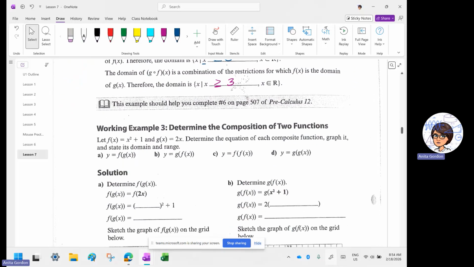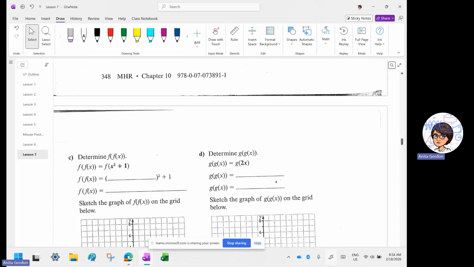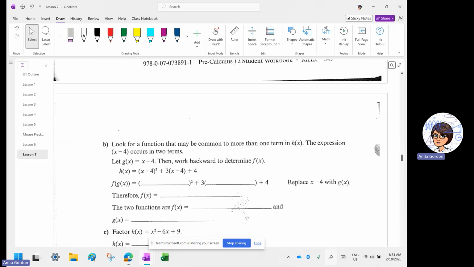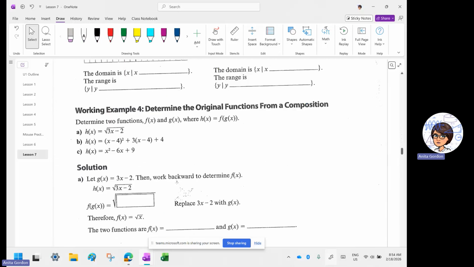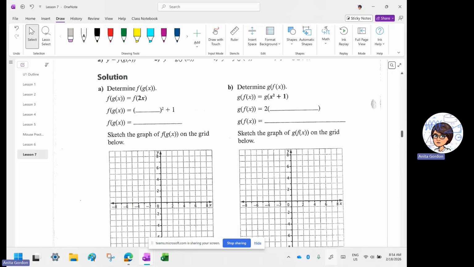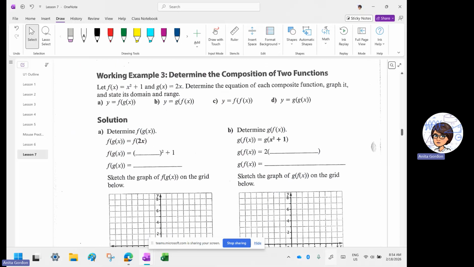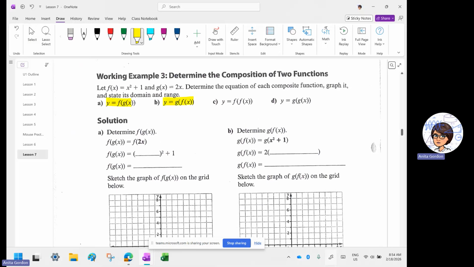All right. Let us do some sketches. Let me just see how far we go here. Might not do all of these examples. This is quite a long lesson here, but I will do a couple of them. Let's go with determine the composition of two functions. All right. I'm going to do this one and this one. The rest, I would like you to try on your own.